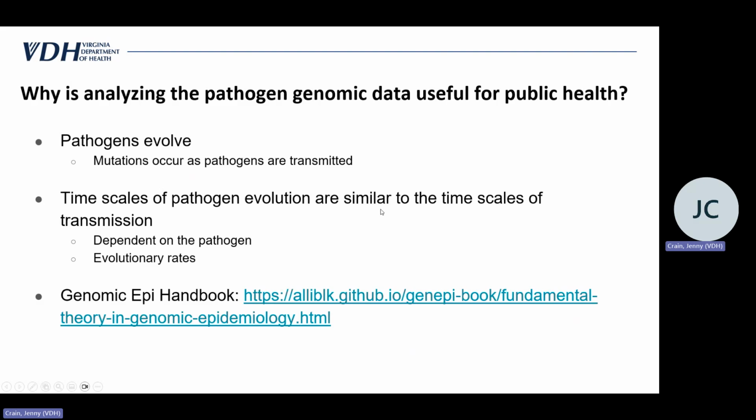All right, so why is analyzing public health or pathogen genomic data useful for public health? This is a little bit of a no-brainer slide, but it is important to address the fact that pathogens evolve. So we will have a lesson about pathogen diversity, specifically talking about how mutations occur and accumulate in pathogens over time, especially when transmitted between people or animals. That lesson will also talk about evolutionary rates, how to calculate them, how those really differ based on the pathogen, and how that is important for understanding transmission.